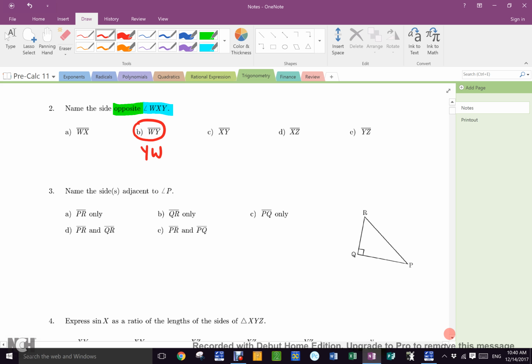Number 3, name the side adjacent to angle P. Where is angle P? Right there, because it's yellow.